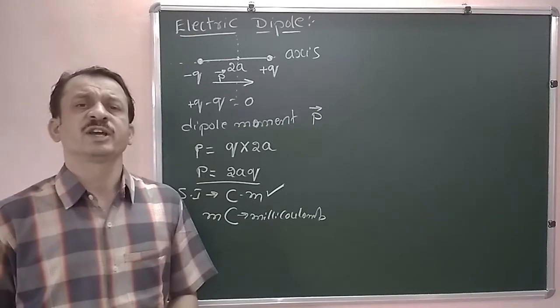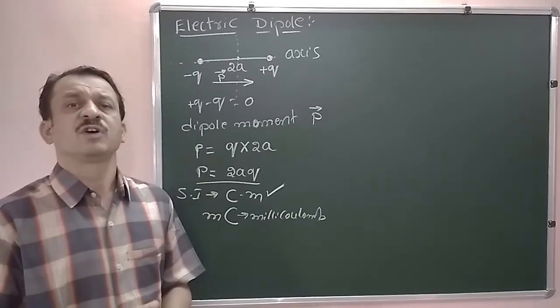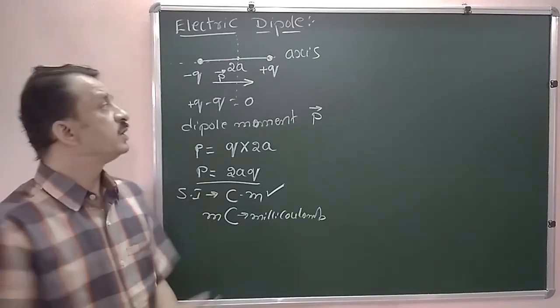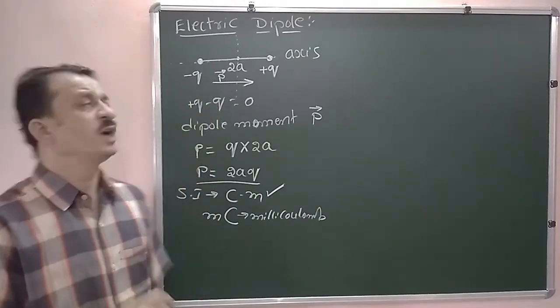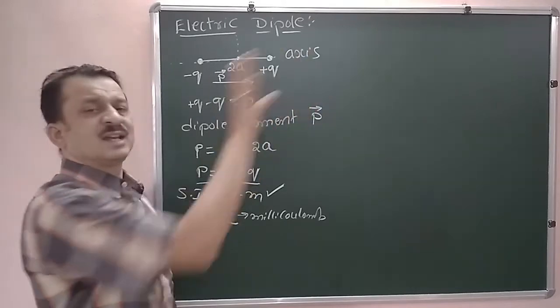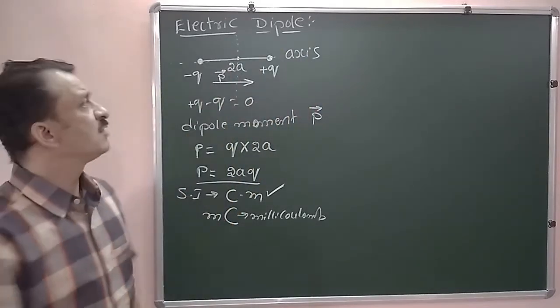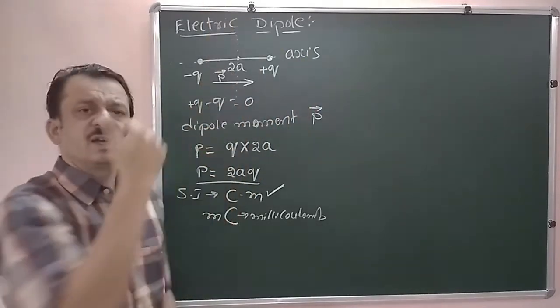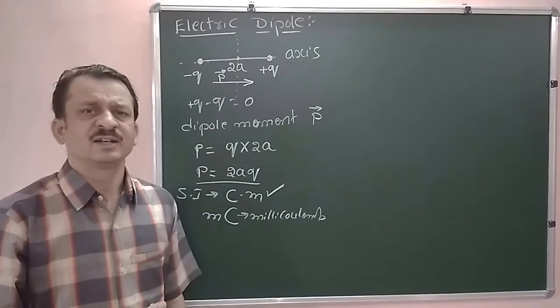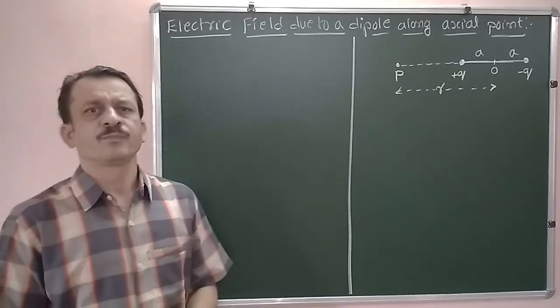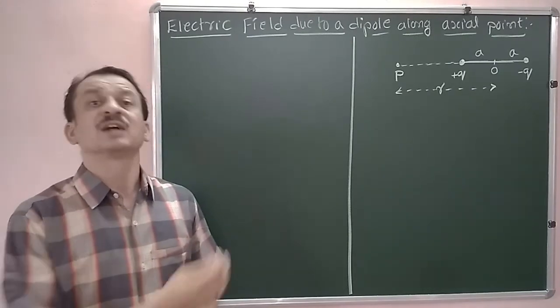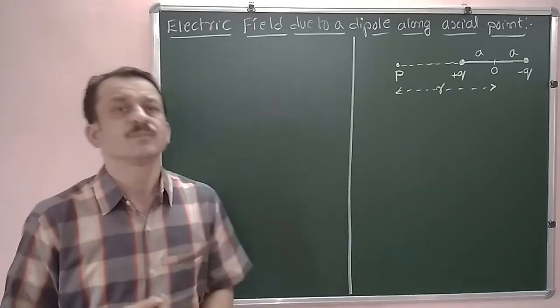Next, we are going to study the expression for electric field due to a dipole for two cases. First, for a point along the axial line. Second, for a point along the equatorial line. Now we will derive an expression for electric field due to an electric dipole at an axial point.